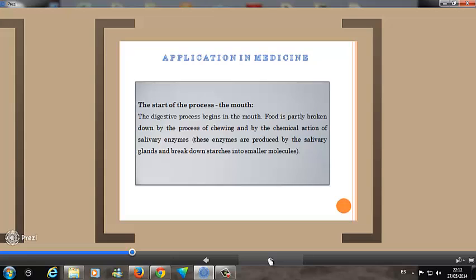The start of the process: the mouth. The digestive process begins in the mouth. Food is partly broken down by the process of chewing and by the chemical action of salivary enzymes. These enzymes are produced by the salivary glands and break down starch into smaller molecules.